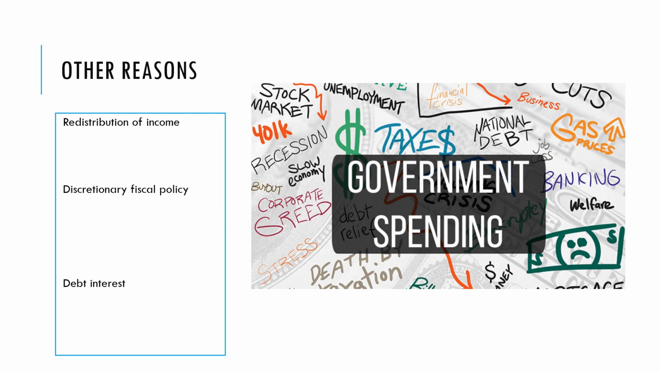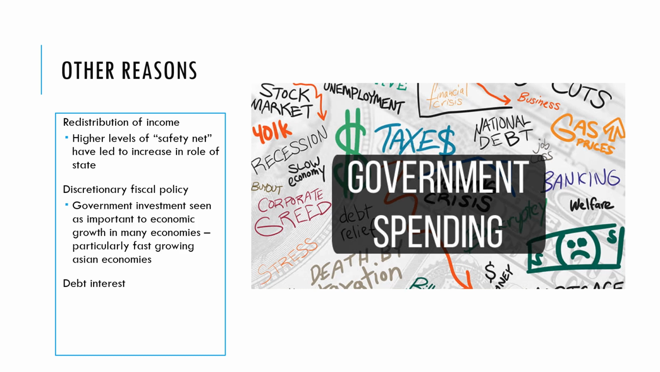There might be some other reasons as to why we might see larger government spending in the economy. One is the redistribution of income. So higher levels of safety net or higher levels of redistributive taxation have led to an increased role of the state. Discretionary fiscal policy, so government investment, can be seen as important in many countries that are trying to achieve economic growth, particularly fast-growing Asian economies. The governments in these countries, so Korea and China and so on, have taken quite an active role in investing in the economy in order to create economic growth.